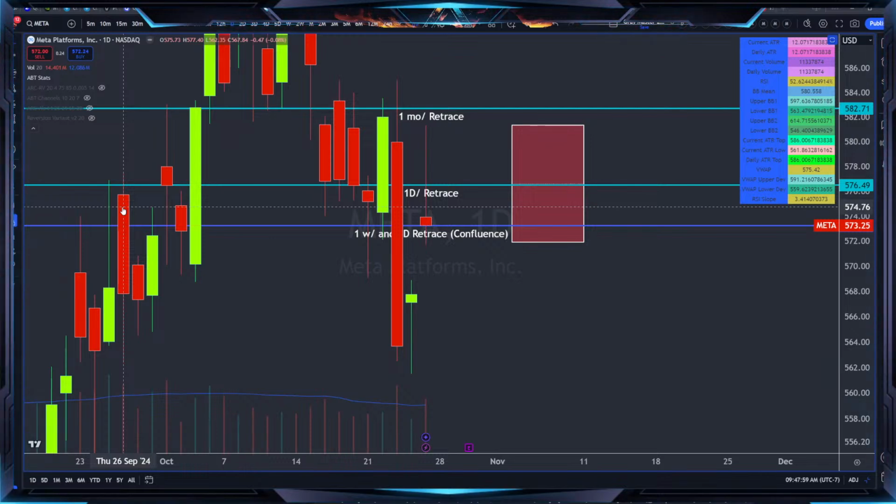Now, typically speaking, here we go. Here's the next thing. What is the next catalyst? What's to tell us to give us a potential upside continuation?